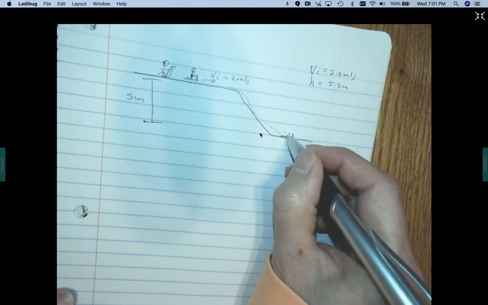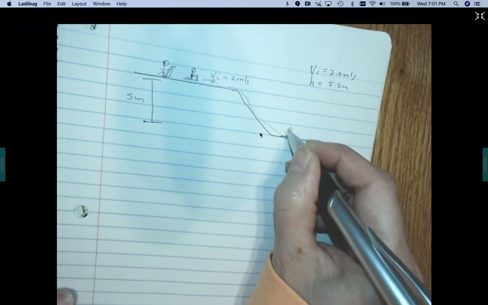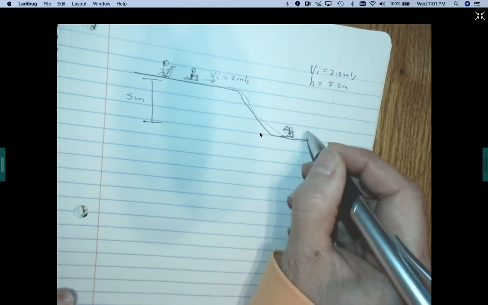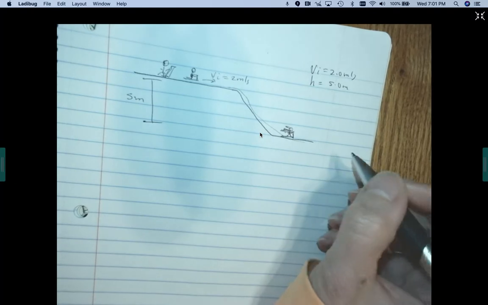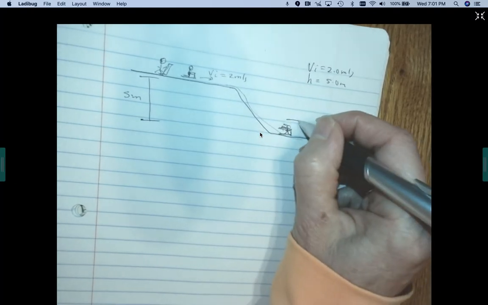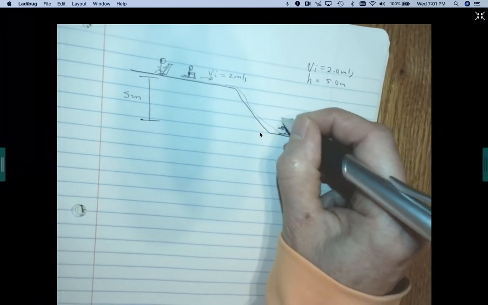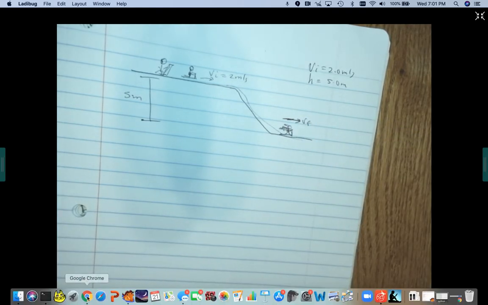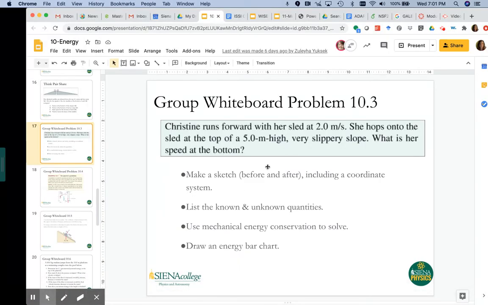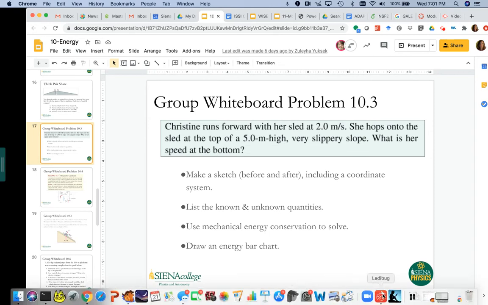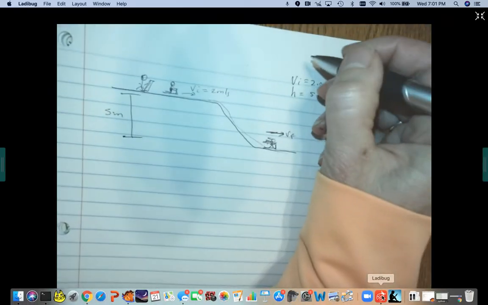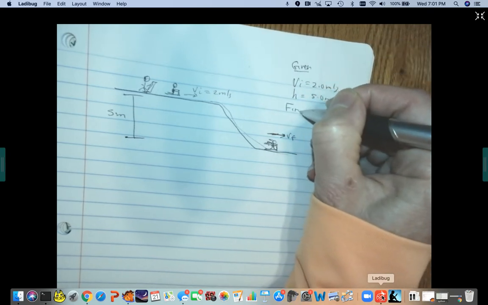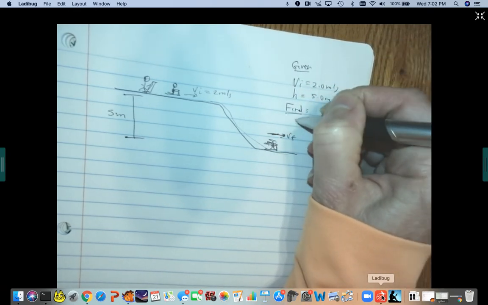Her hair's going to be blown back because she's going really fast. Or maybe that's her scarf, I don't really know. But we have a v final down there that's going to be bigger. And I'm assuming that's, yeah, find the speed at the bottom. Okay, I forgot to write that down. So this is what we are given, and then we're going to find v final.